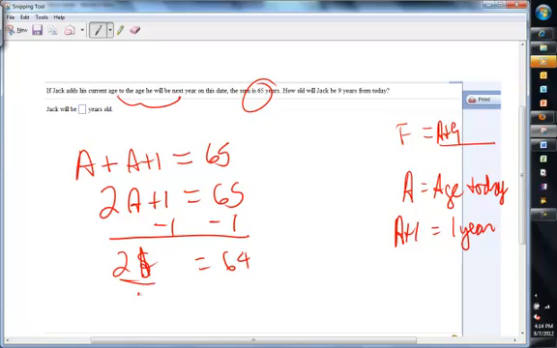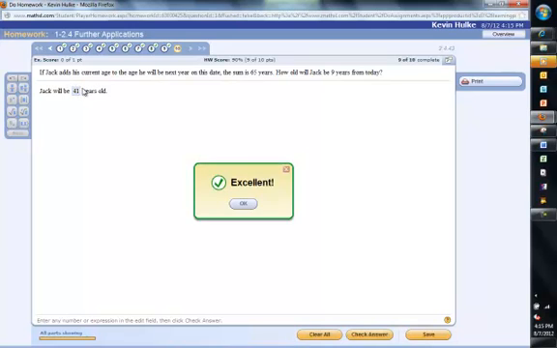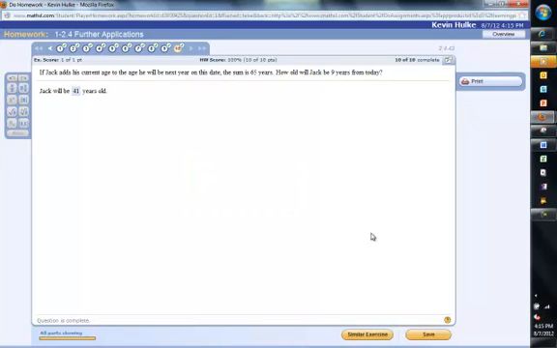Divide both sides by 2. A, his age today, is 32. So in 9 years, his age will be 41. Because he'll be 9 years older than he is now.